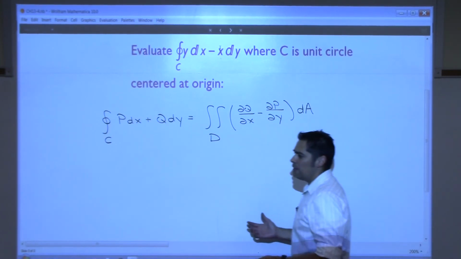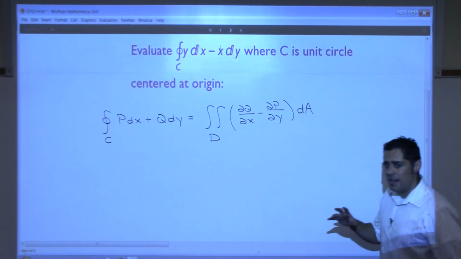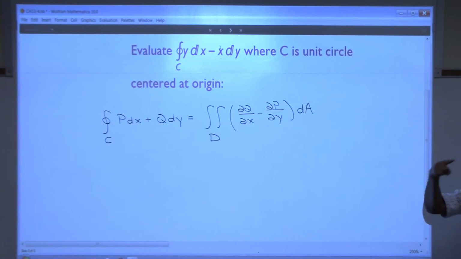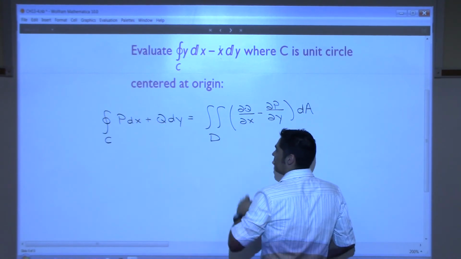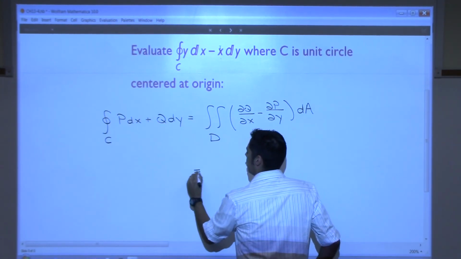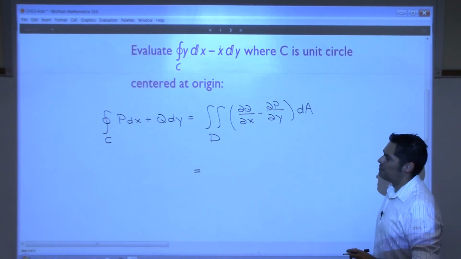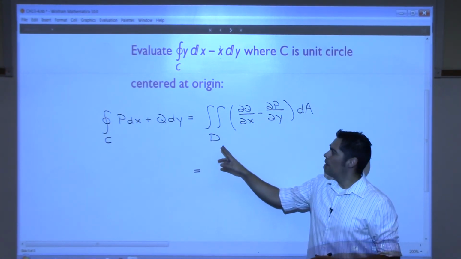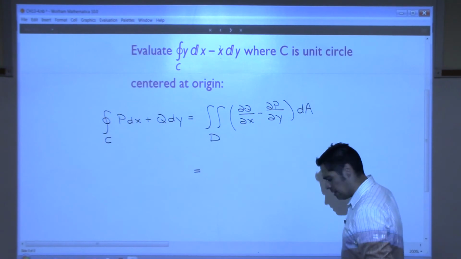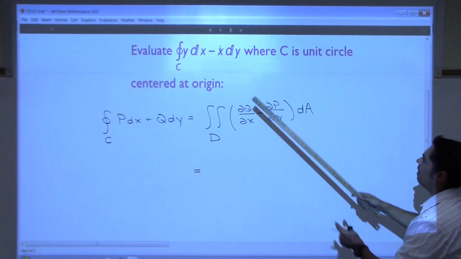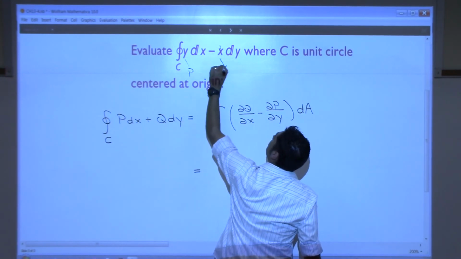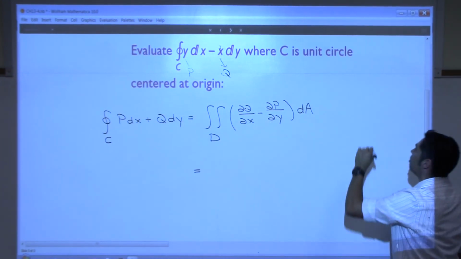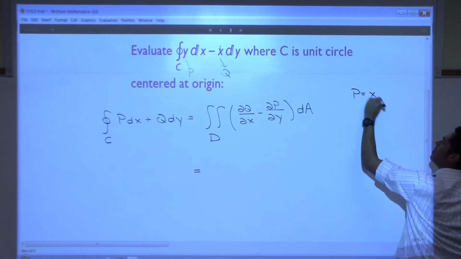So the big difference here is that instead of trying to look at the curve going around the region, we're going to actually look at the region itself. So do we know anything about this region? Well, I do, right? I do have some idea of what that region looks like. But let's just look at this partial real quick. What is P for us? Isn't this P and this is Q? Do you all understand? So P is x, isn't it?